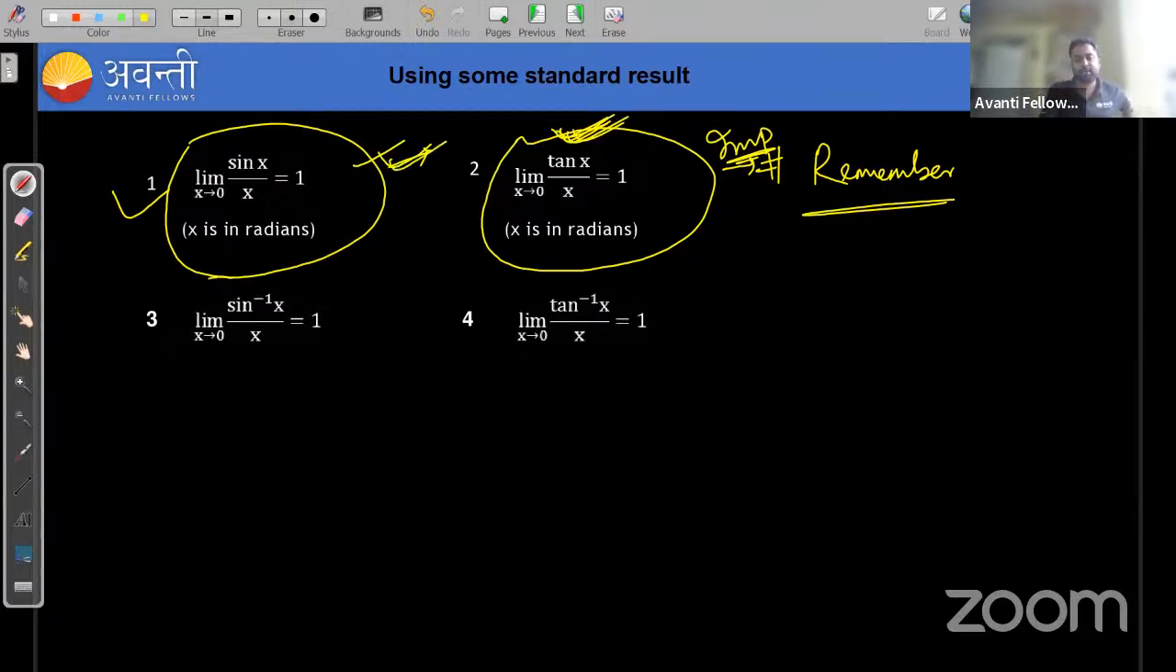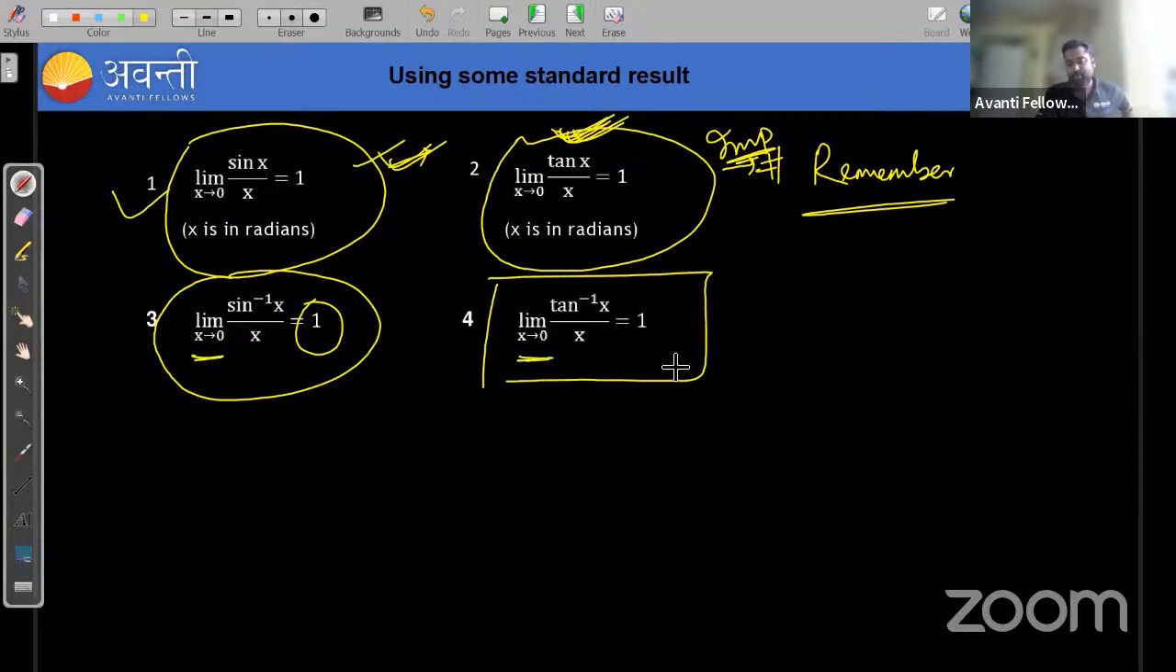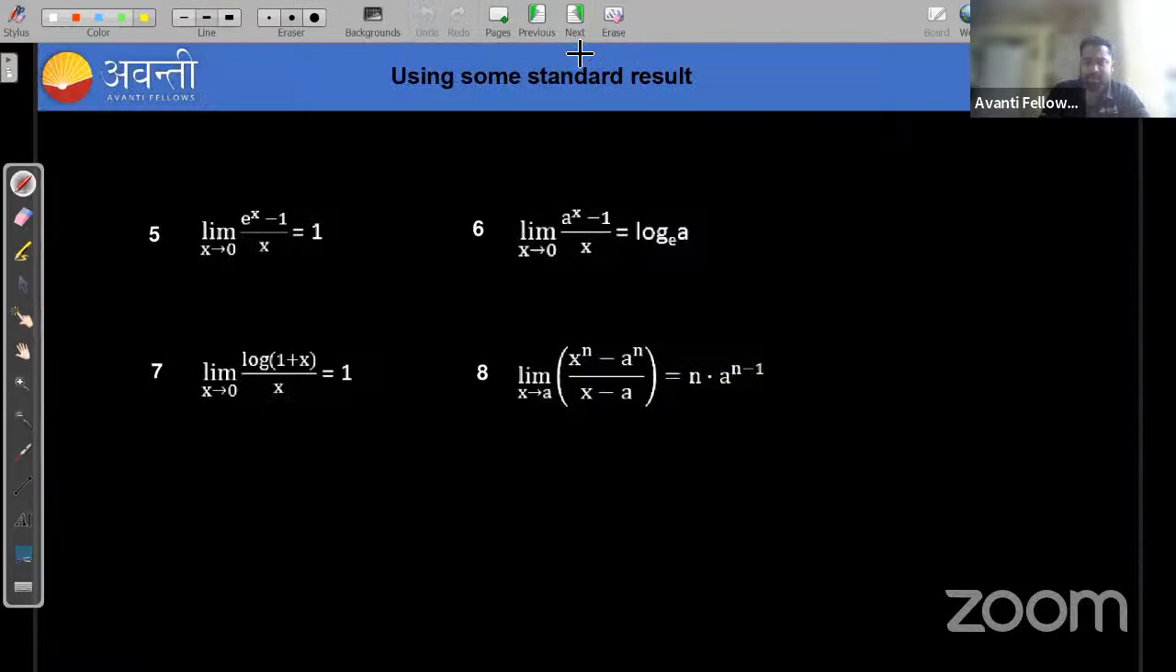And also you can see when you are having sin inverse of x upon x when x extends to 0, this gives also 1. And limit tan inverse of x upon x when x extends to 0, this gives also 1. So these are my 4 standard results till now we have covered. One is sin x upon x extending to 0, 1; tan x upon x extending to 0, 1; sin inverse of x upon x gives you 1; and tan inverse of x upon x is equal to 1. Clear? So these are 4 standard results, we have more standard results also.